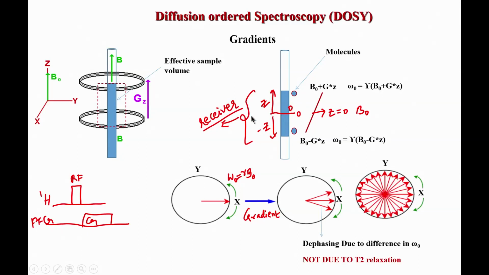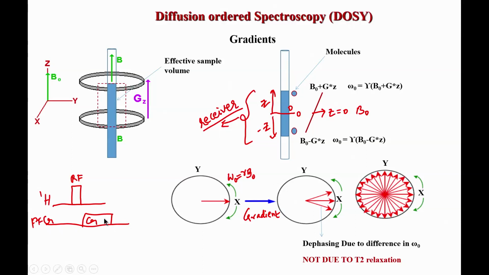So when I combine all of this into a single signal, remember the receiver does not know where the signal is coming from; it takes the signal from the entire sample. So the receiver now gets a zero signal, because the signal is all dephased and has gone to zero. Any signal here is cancelled by a signal here, any signal here is cancelled by a signal here, and so on. This is why a gradient completely kills the signal.